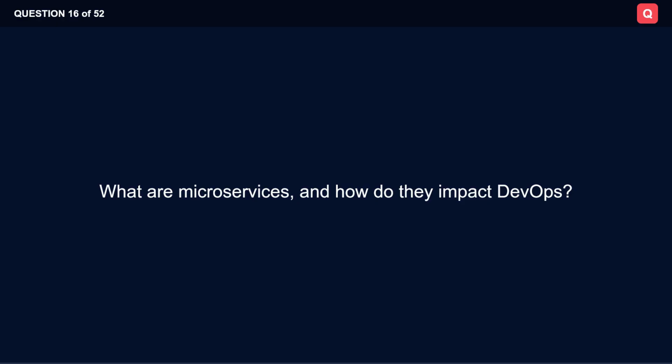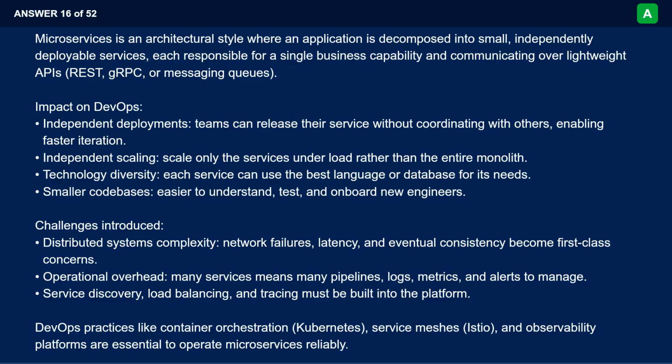What are microservices, and how do they impact DevOps? Microservices is an architectural style where an application is decomposed into small, independently deployable services, each responsible for a single business capability and communicating over lightweight APIs, REST, gRPC, or messaging queues.